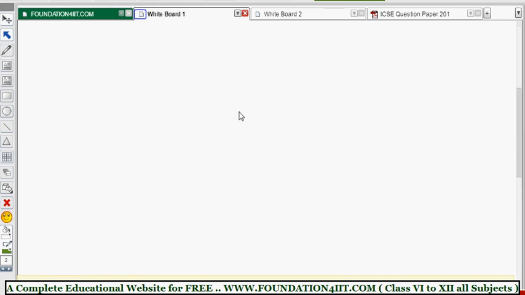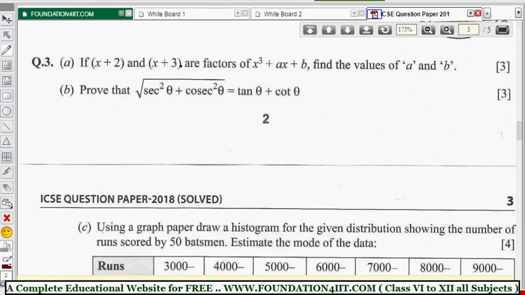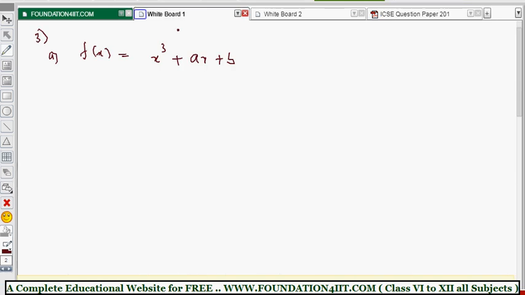Okay, let us take f of x, the value which is given. So the third one is 3A. f of x is given as x cube plus ax plus b, right? And x plus 2 and x plus 3 are the factors. So if you use the factor theorem, given x plus 2 is a factor.